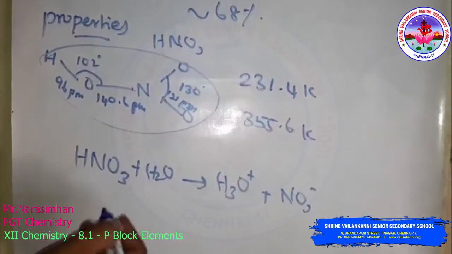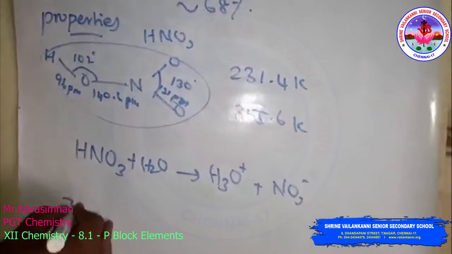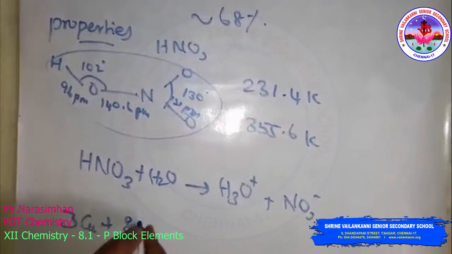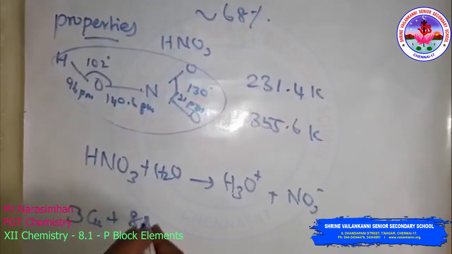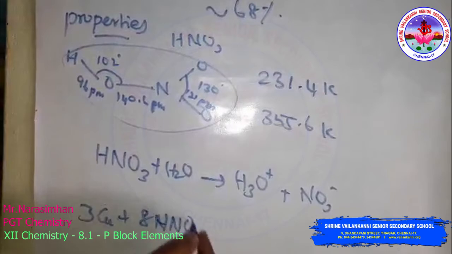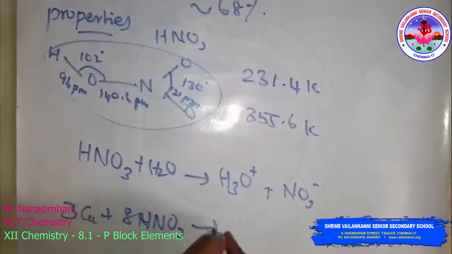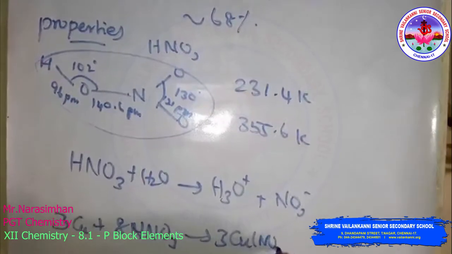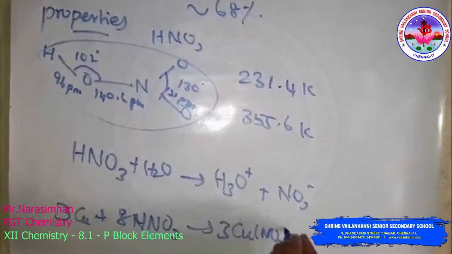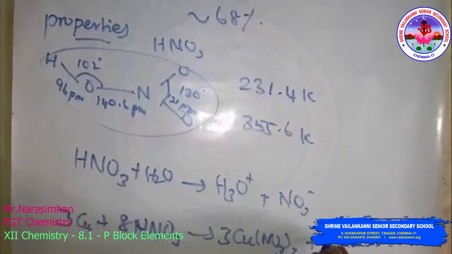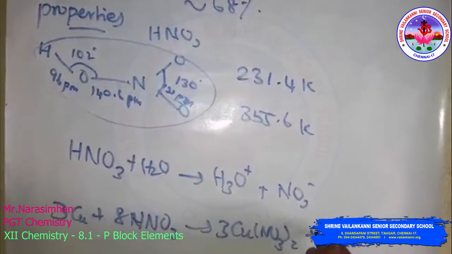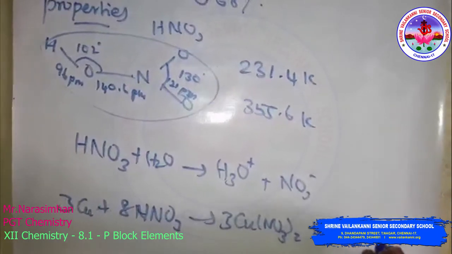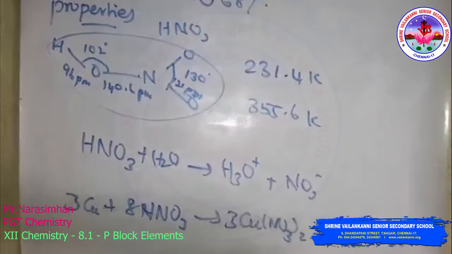the oxidation. For example, 3 moles of copper react with 8 moles of dilute nitric acid, HNO3, to form 3 moles of copper nitrate, Cu(NO3)2, 2 moles of NO, nitrogen monoxide, and 4 moles of water.